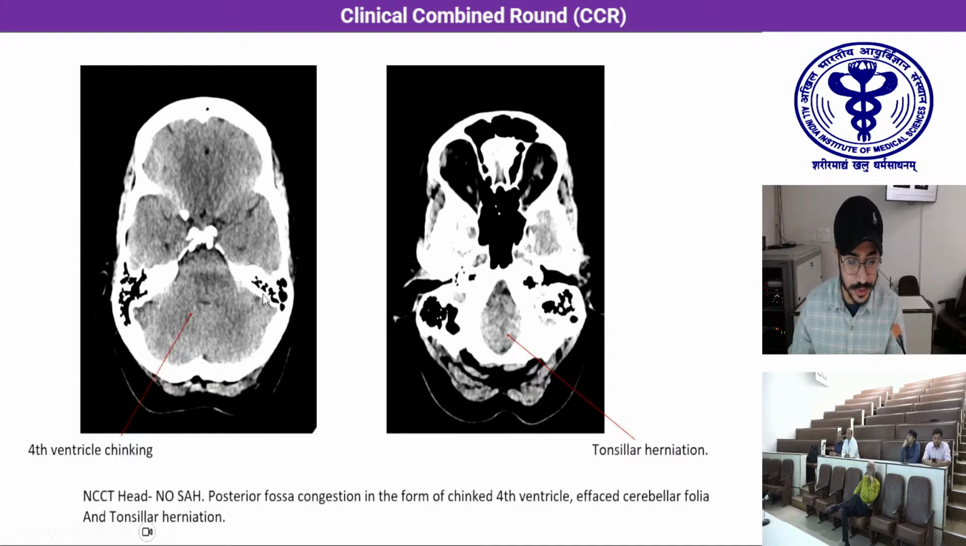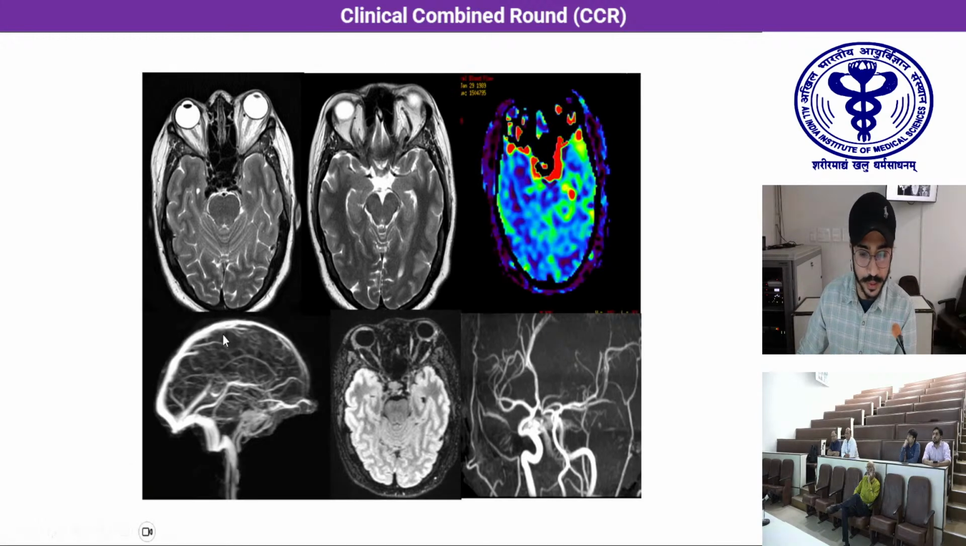You can appreciate that there is no obvious evident SAH here. There are signs of posterior fossa congestion in the form of a effaced fourth ventricle, and there is a tonsillar herniation as well. The cerebellar folia appear effaced. So following these findings, we performed MRI in our department.